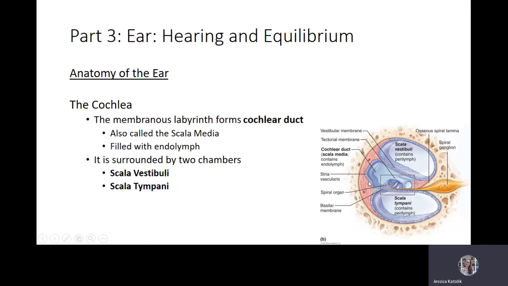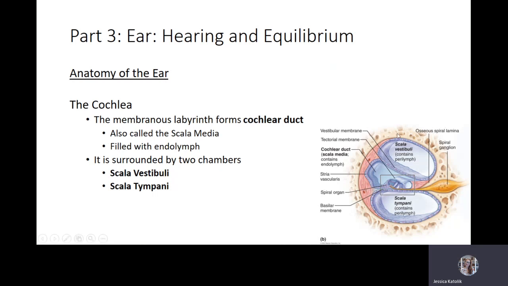And the cochlear duct is going to travel through the length of the cochlea, all the way to the end. And this cochlear duct is going to be filled with the endolymph because it is part of that membranous labyrinth.